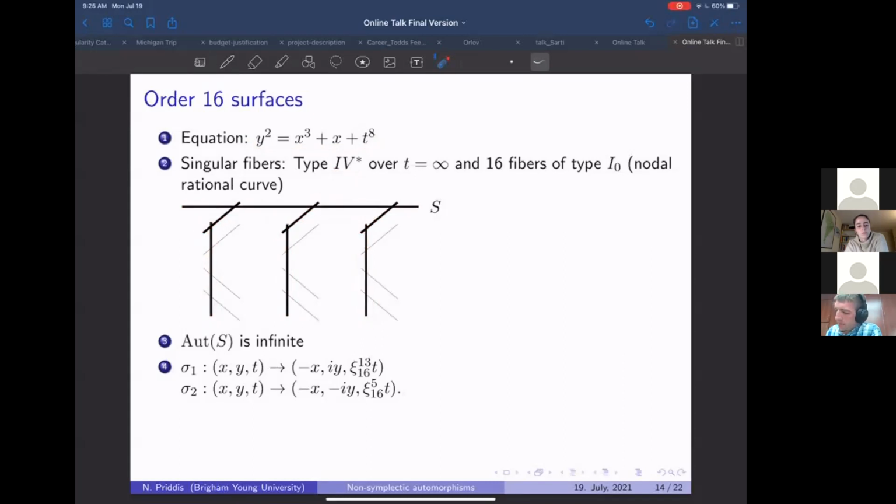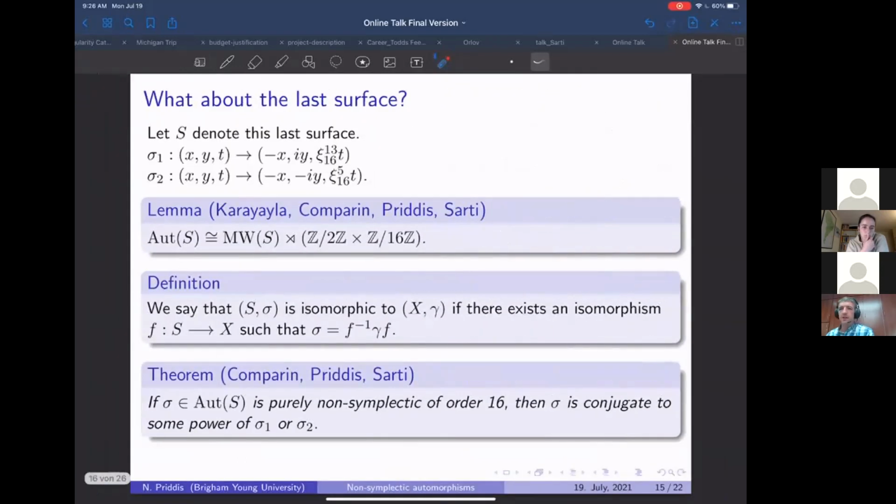And 16 fibers of type I0, and I0 is a nodal rational curve, so we usually draw it something like this. On this surface, however, we know that the automorphism group is infinite. However, I've still listed two important non-symplectic automorphisms of order 16 here. There they are. And the question is, are there other purely non-symplectic automorphisms of order 16 on this surface? And that's the content of this slide here. The answer is basically no.